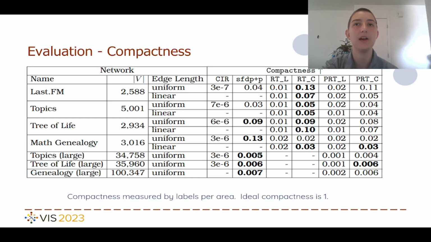This table gives the numeric values for the compactness measurement. This is given by taking the sum of the areas of all the labels and dividing it by the total area used in the layout, resulting in a value between 0 and 1, with higher scores corresponding to better area utilization. The best score for each graph is bold. This figure shows that on most of the input graphs, our compactness algorithm, RTC, or its parallel version, PRTC, outperforms the others. Again, SFDP plus Prism produces compact layouts, but they have many edge crossings.